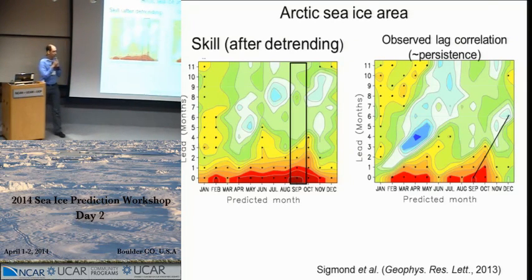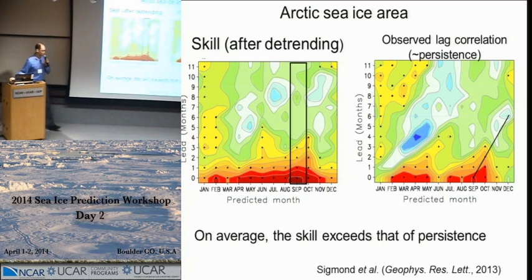The point that I'd like to make is that as a dynamical model, it's nice to have skill from persistence, but you really have to beat the skill of persistence to get meaningful or valuable forecasts, because you don't need a dynamical model to get the skill of persistence. And fortunately, we get on average a higher skill than that of persistence, so that's a good thing.